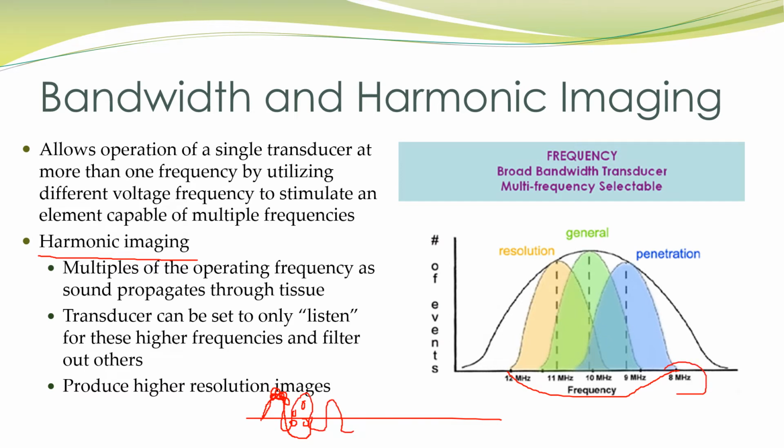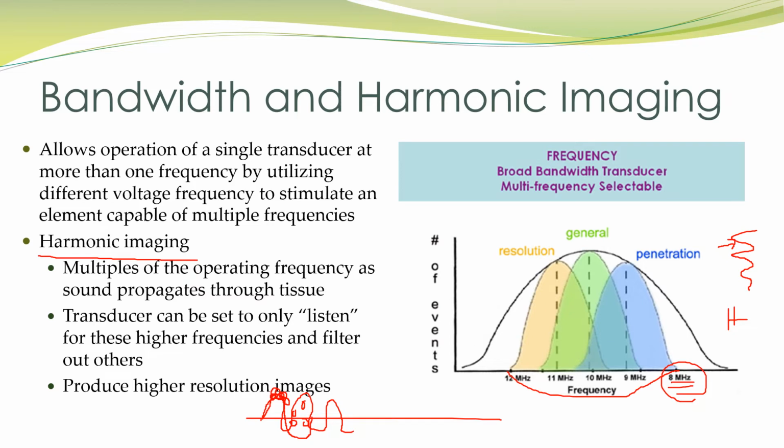So if I'm using an 8 megahertz transducer operating at an 8 megahertz operating frequency, and I'm emitting sound into the body, that sound's going to have areas of compression and refraction, and those areas of compression are going to result in increased frequency in those particular areas. Those increased frequencies in those areas are called harmonics. Now, harmonics are higher frequencies than I'm operating at, and they're multiples of our operating frequency. So if 8 is my operating frequency, I turn on harmonics, I will be listening for 8, 16, 24, and so on and so forth frequencies.